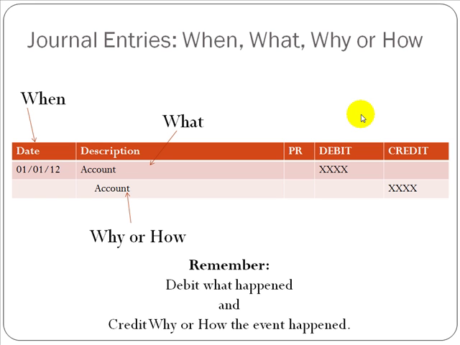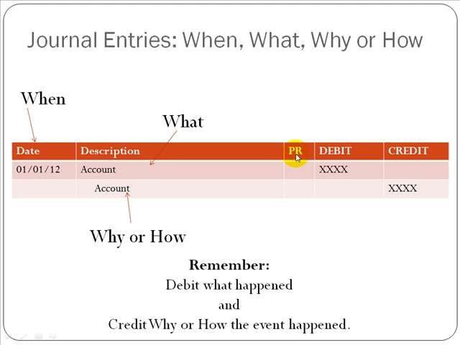Now let's look at how a journal entry is laid out. All journal entries start with a date. We have a description column, a post-reference column, debit, and a credit. The date is when the transaction happened. The description, these are the two accounts that are used for the transaction. There can also be more than two accounts.